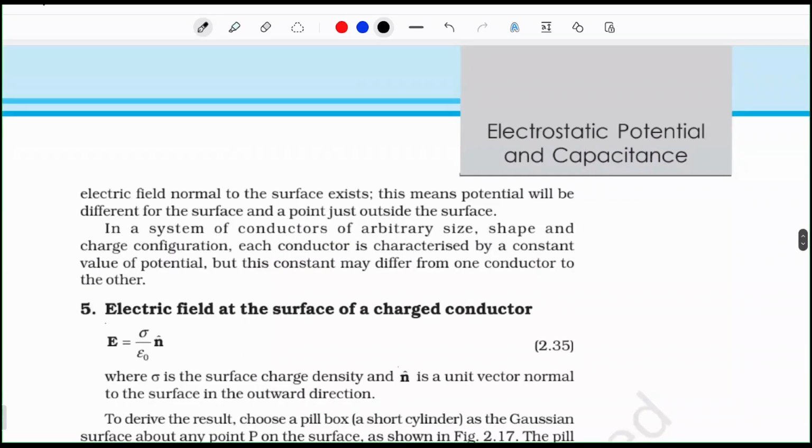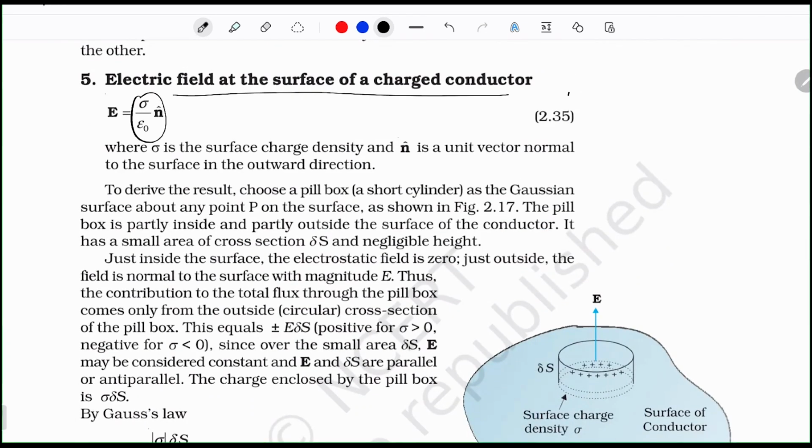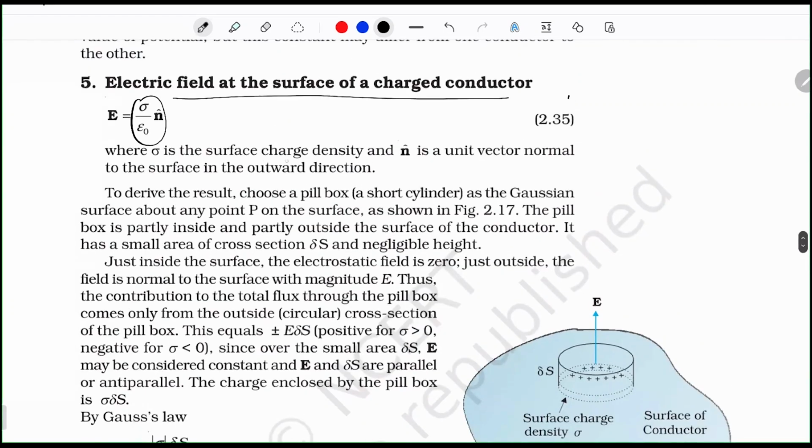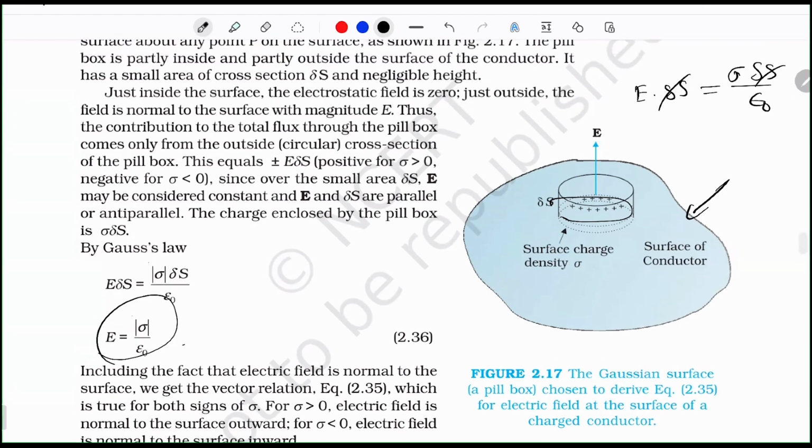Okay, the fifth property is that the electric field on the surface of a charged conductor is sigma by epsilon naught n cap, and this actually follows directly from Gauss's law. So you can see this diagram here. If you have a very small surface dou s, and you know the electric field is normal to the surface, so E dot dou s is equal to whatever the surface charge is at that point, which is sigma, times dou s, which is the charge, by epsilon naught. This is Gauss's law, right? You cancel dou s on both sides and you find out that the electric field is sigma by epsilon naught.